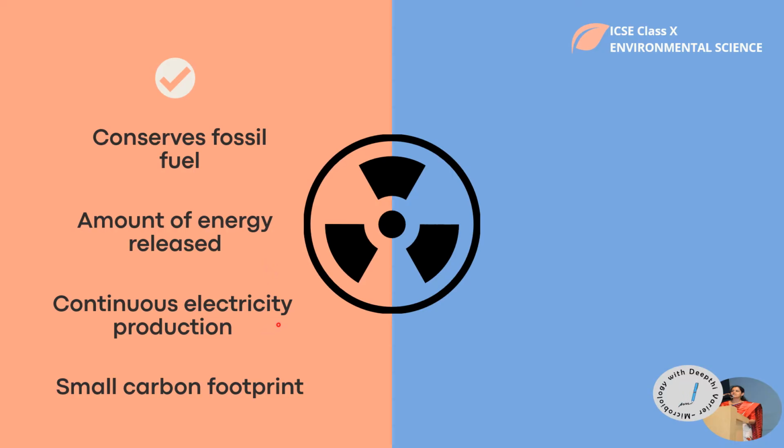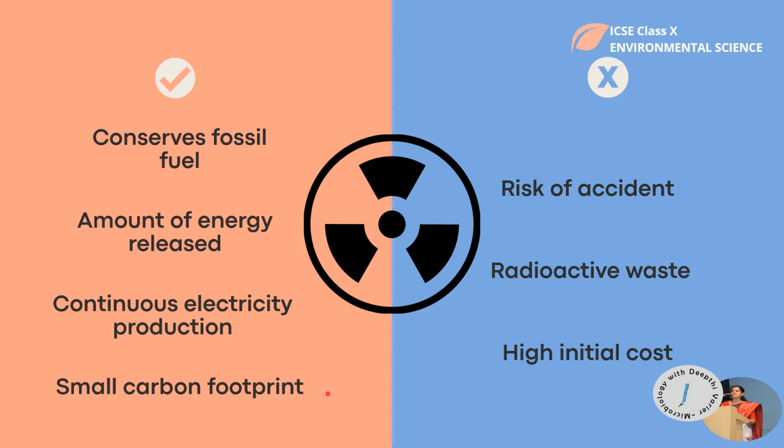So you are able to produce electricity on a continuous basis, and the carbon footprint is very, very small. You don't generate any greenhouse gases, and on the whole you are helping to protect the environment. But it has its own disadvantages, or negatives.